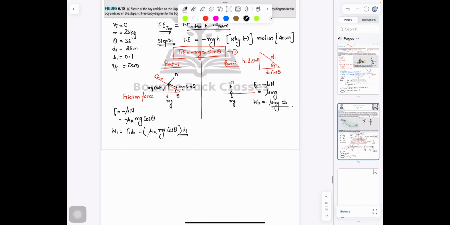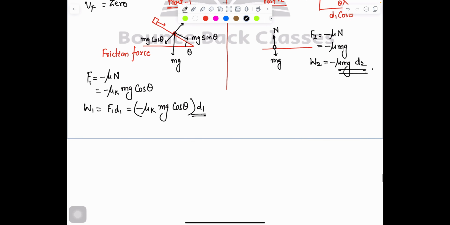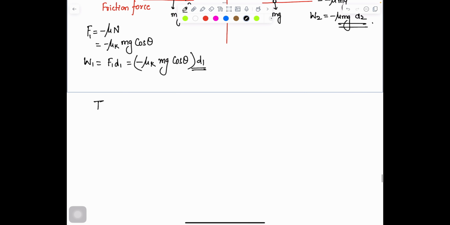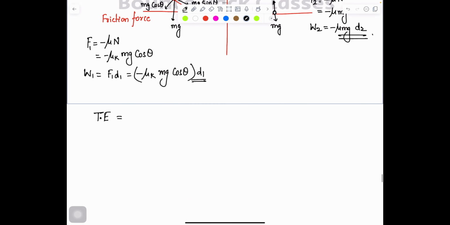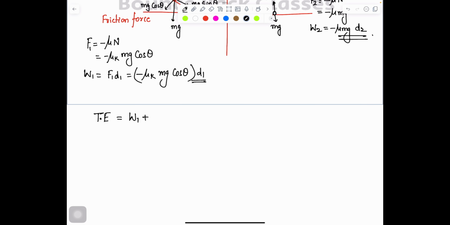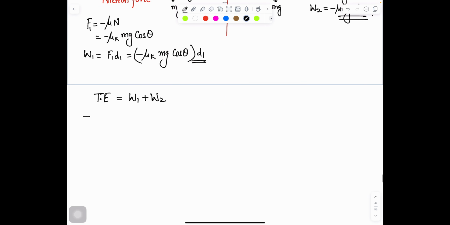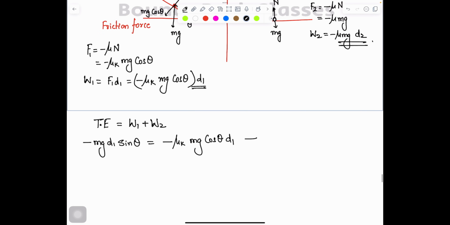Okay guys, now you need to focus. We have total work done, which should be equal to work done 1 plus work done 2. Place all the values. What is the total work done we have? Negative mg d1 sine of theta is equal to negative mu k mg cos theta d1, negative mu k mg d2.